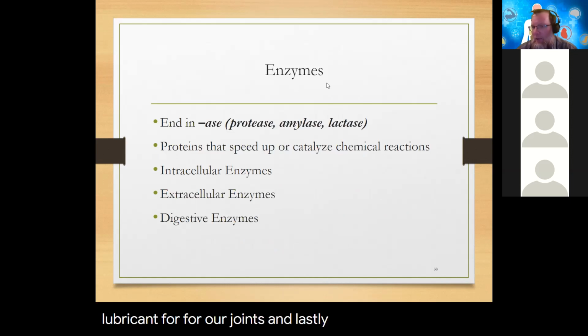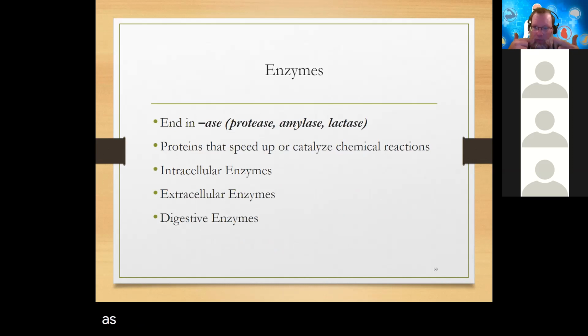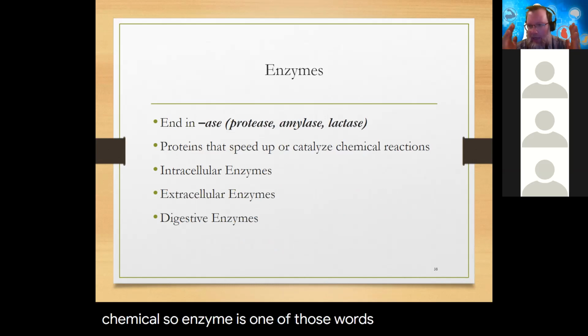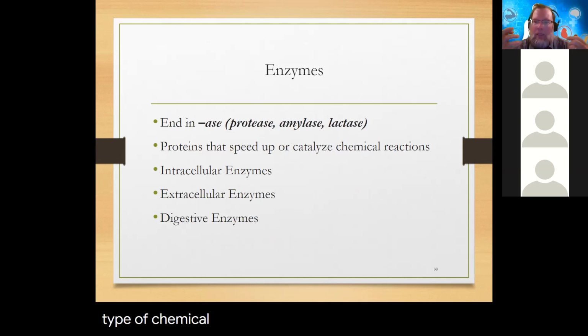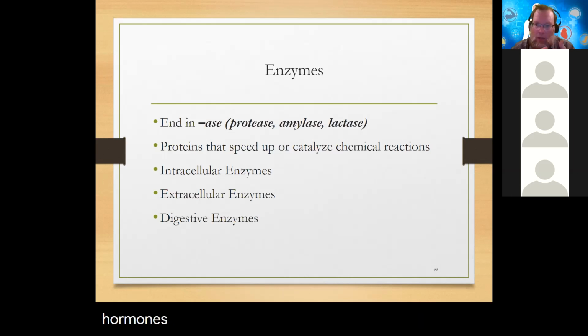And lastly, the last thing on the docket today is enzymes. Enzymes are going to be protein-based. These are chemicals in the body. In essence, as we go through this semester and next semester, we're going to encounter a few different words that basically mean chemical. So enzyme is one of those words. An enzyme is a type of chemical in the body. Other types of chemicals in the body are going to be hormones. You've all heard of hormones. Okay? Hormones and enzymes.